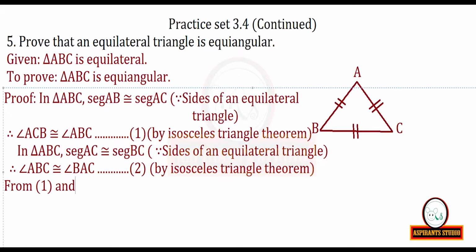Now from equations 1 and 2, see in equation 1 angle ACB is congruent to angle ABC. In equation 2 angle ABC is congruent to angle BAC. Now combine equation 1 and 2, then you will get angle ACB is congruent to angle ABC is congruent to angle BAC. The first angle is congruent to the second angle and the second angle is congruent to the third angle. So the first angle will be congruent to the third angle.